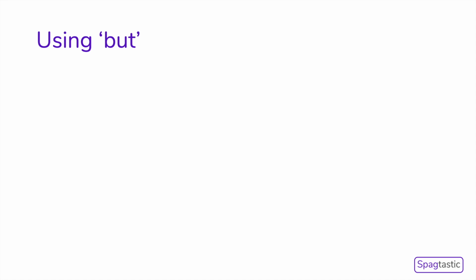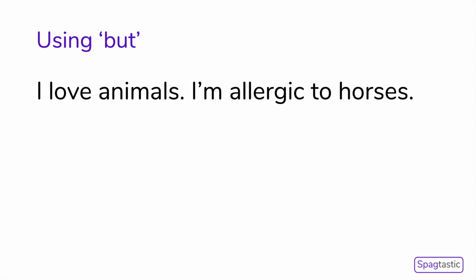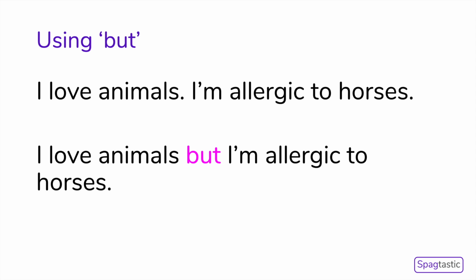Now let's learn about the coordinating conjunction but. But can be used to join together ideas that contrast. Here's an example. I love animals, I'm allergic to horses. At the moment, these two clauses are not joined, but we can join them together using the conjunction but. I love animals, but I'm allergic to horses.